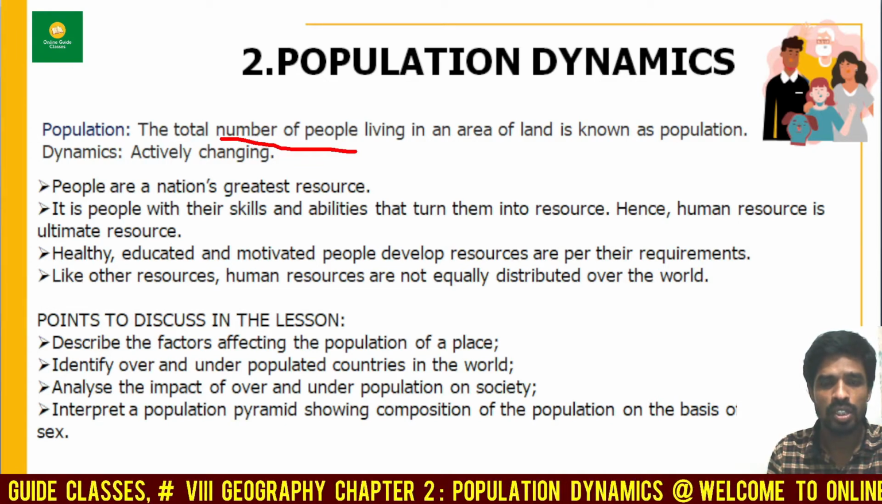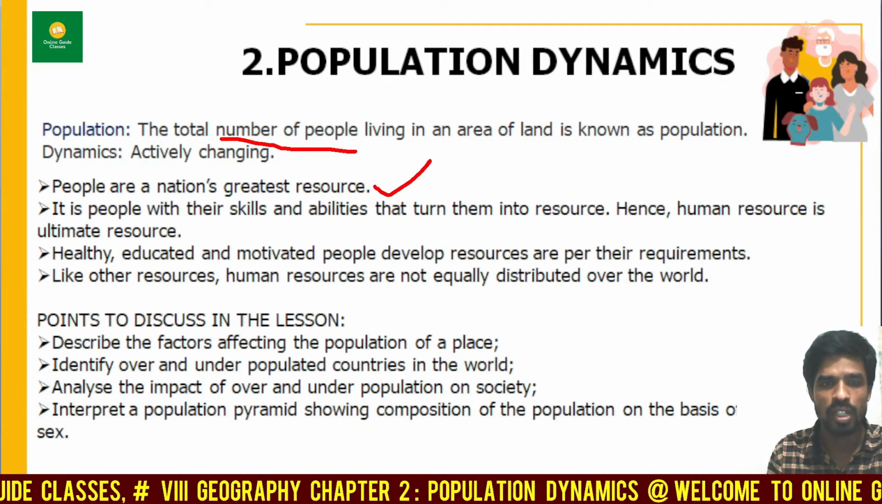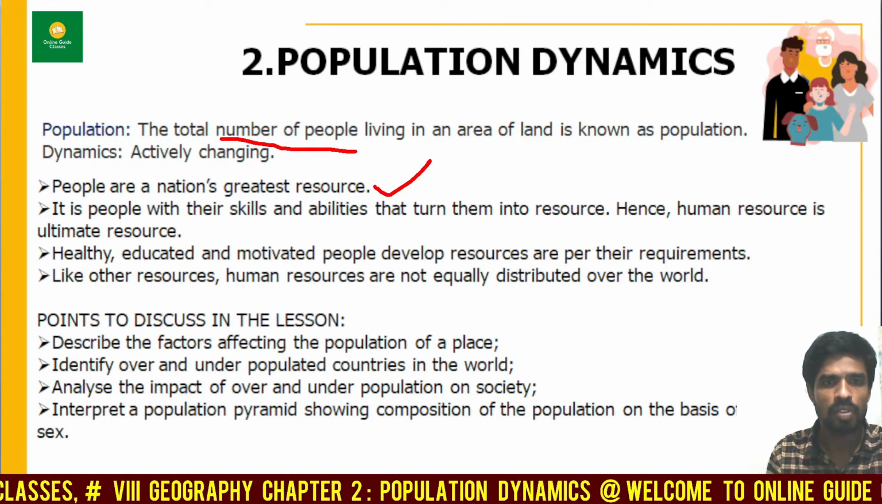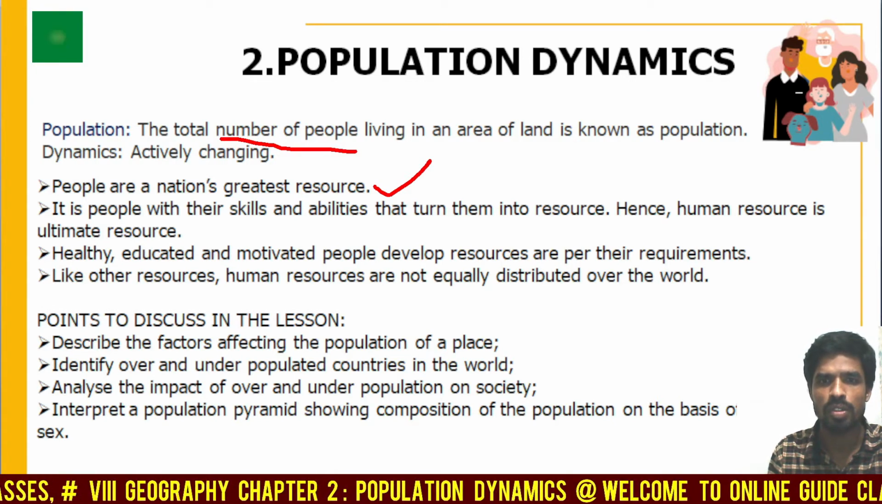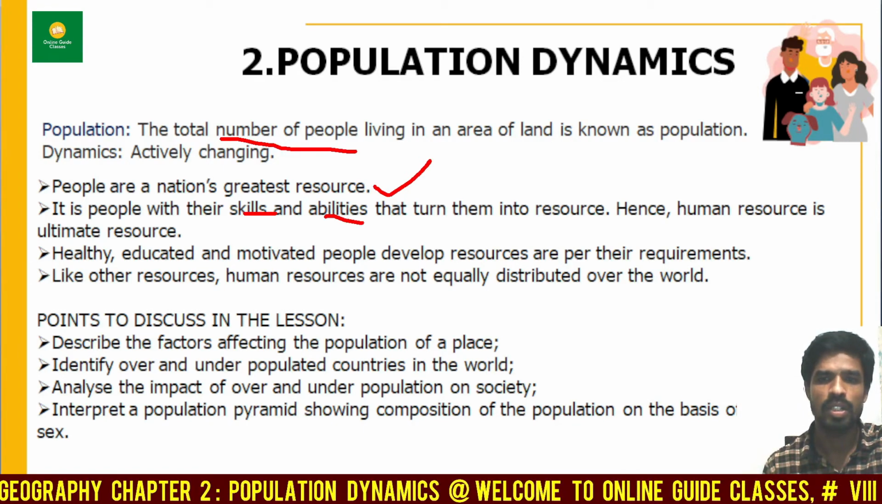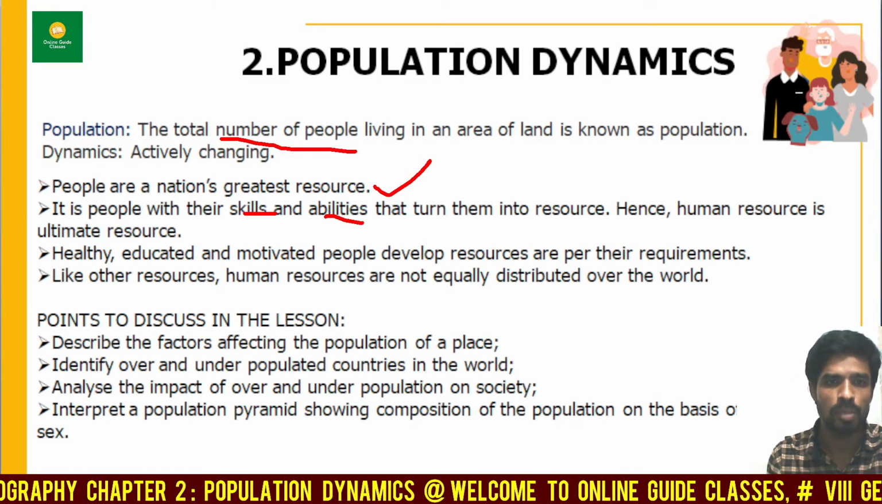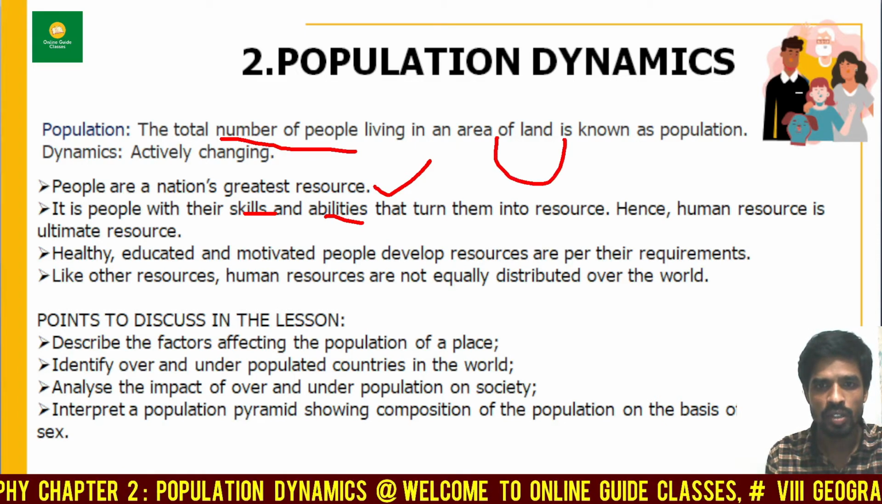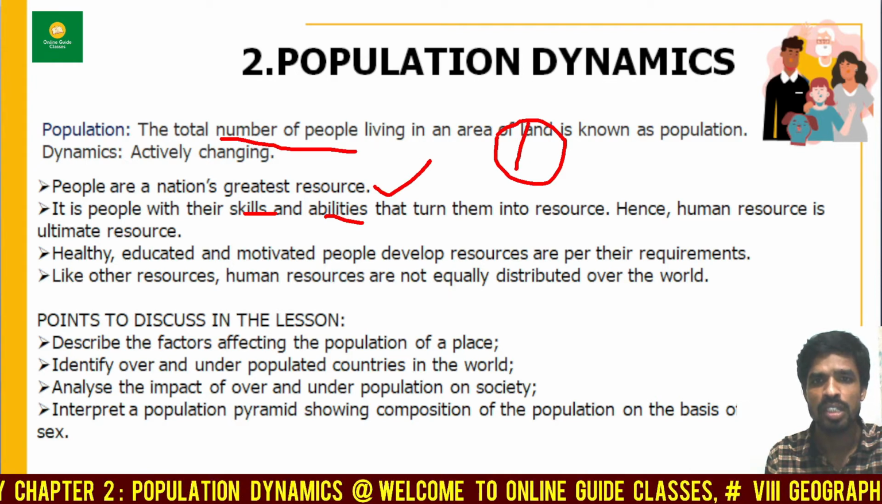People are a nation's greatest resource. Just imagine if there were no people on this earth, how life would have been. It is the people with their skills and abilities that turn them into resources. Hence, human resource is the ultimate resource. So humanity, or human people, are the ultimate resources. They convert natural resources into necessary resources.